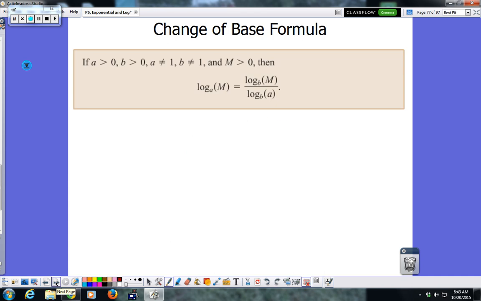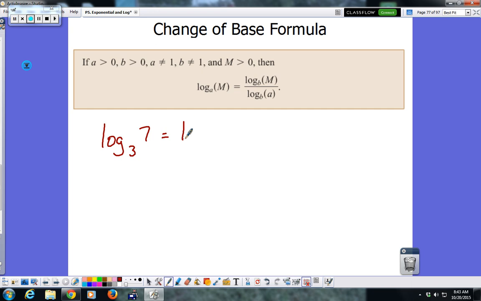Change of base formula we've already done. Just a reminder, the change of base formula simply says this. If you have a log of some base, let's say, log base 3 of 7, you can rewrite that with any base. Now, we use base 10 and base e. Let me say it again. You can rewrite this thing to any base. It doesn't matter.